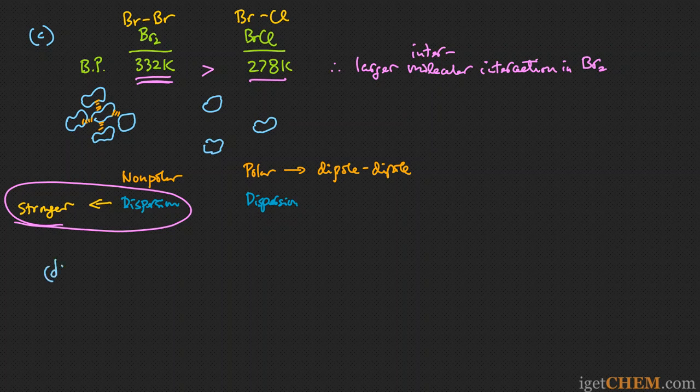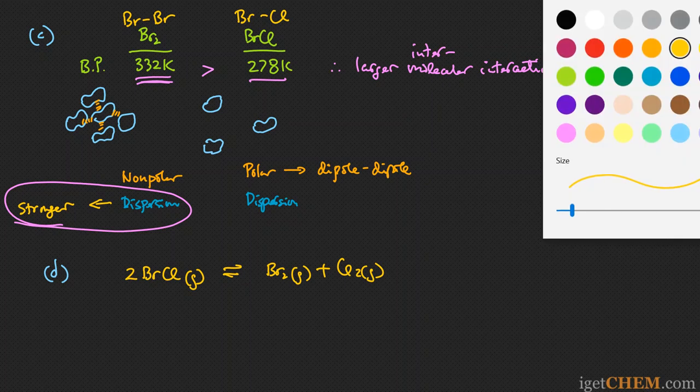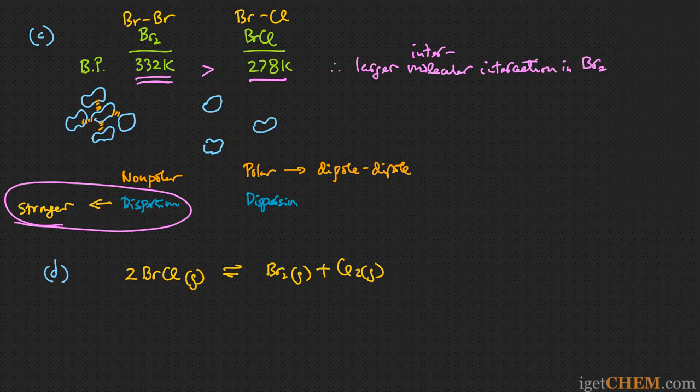Part D, the problem says there is a reaction where 2 BrCl can make Br2 and Cl2. So let me just write down that reaction first. So the reaction is 2 BrCl making Br2 and Cl2, and the problem tells you the delta H for that reaction is equal to positive 1.6 kilojoules per mole.